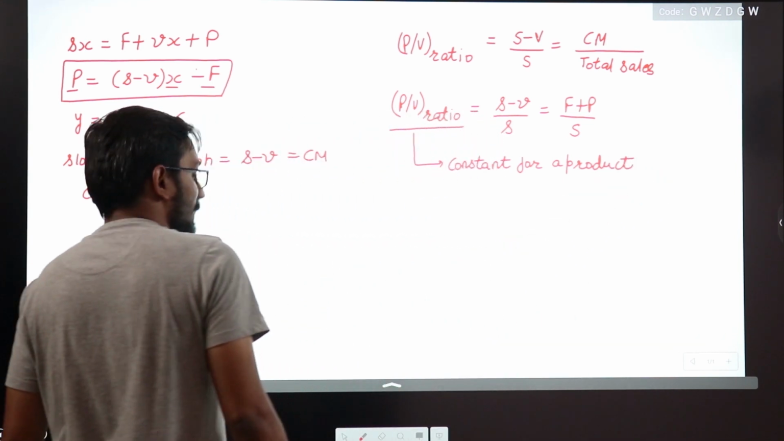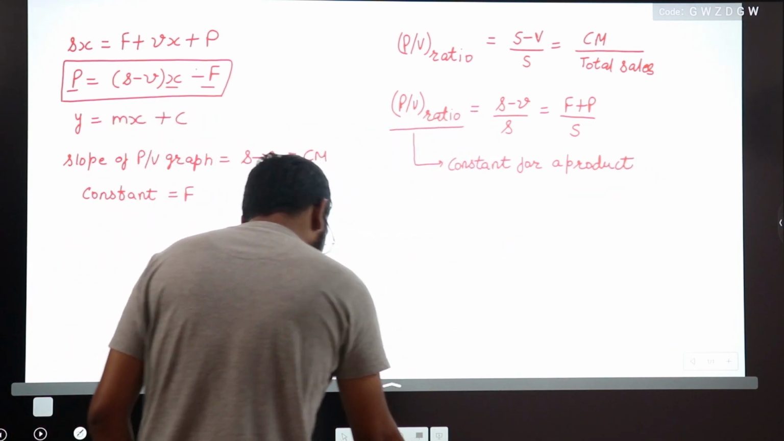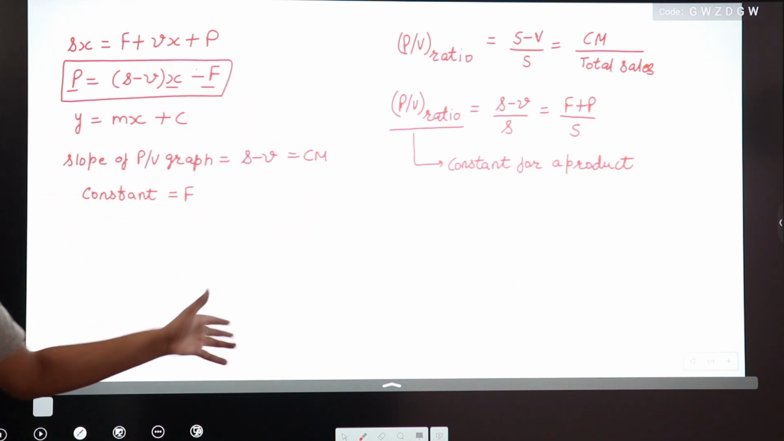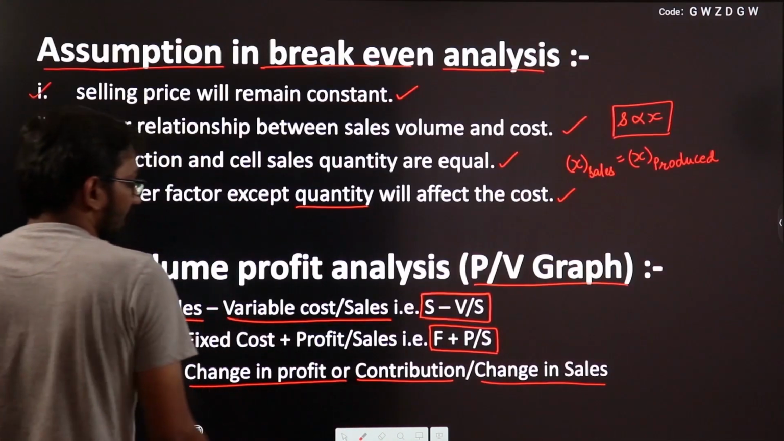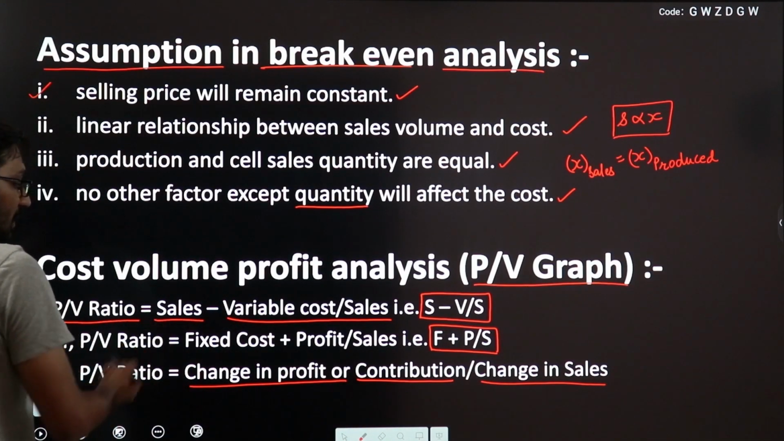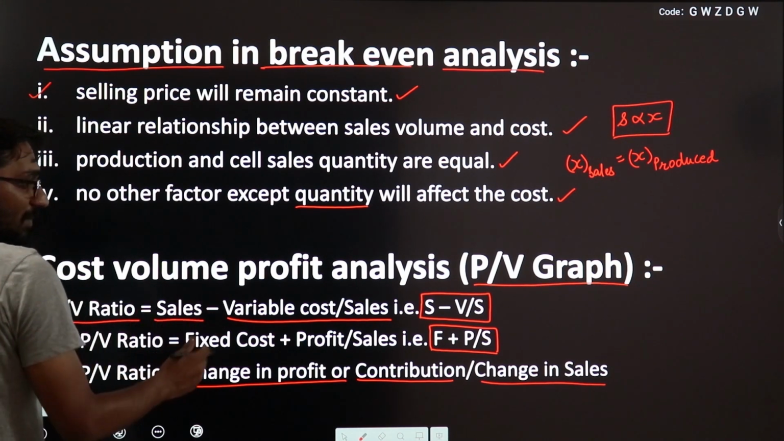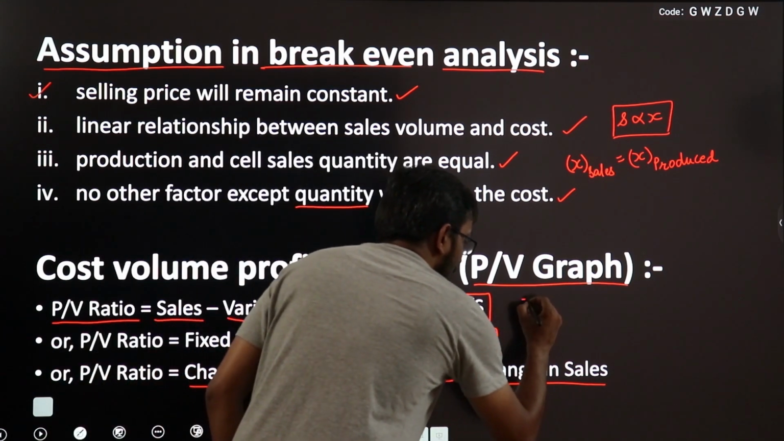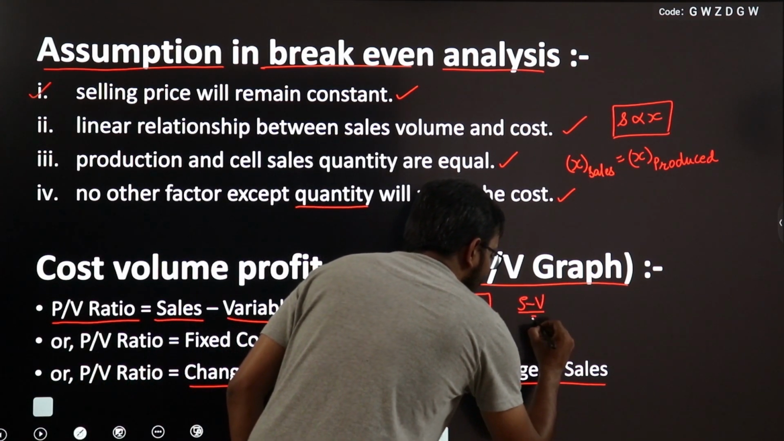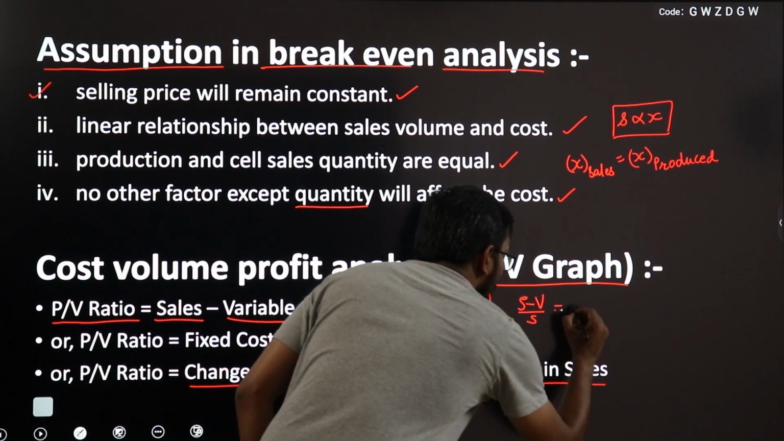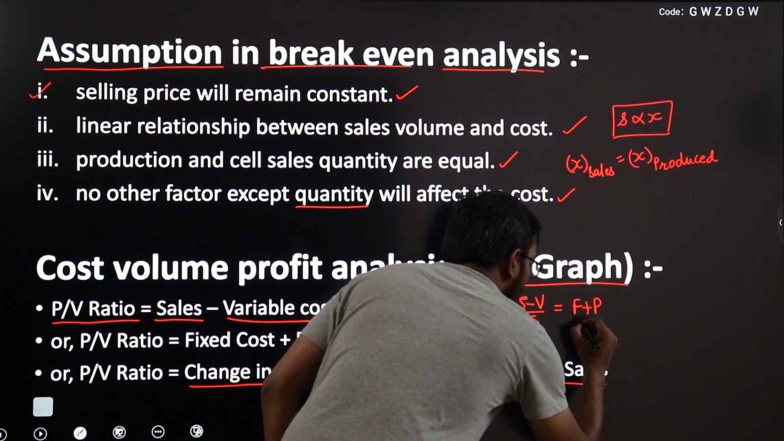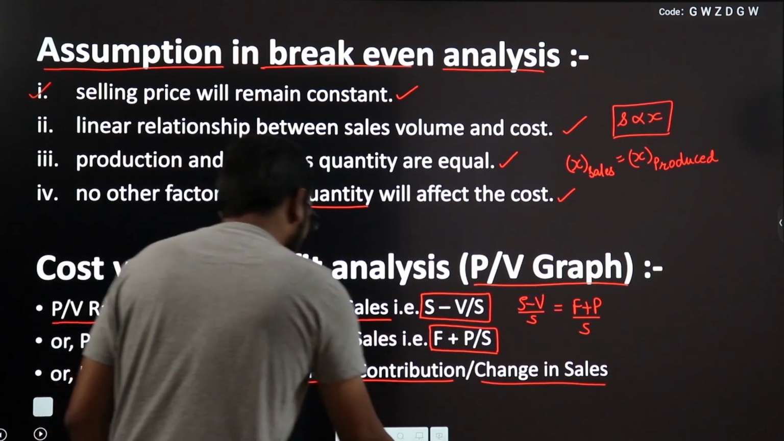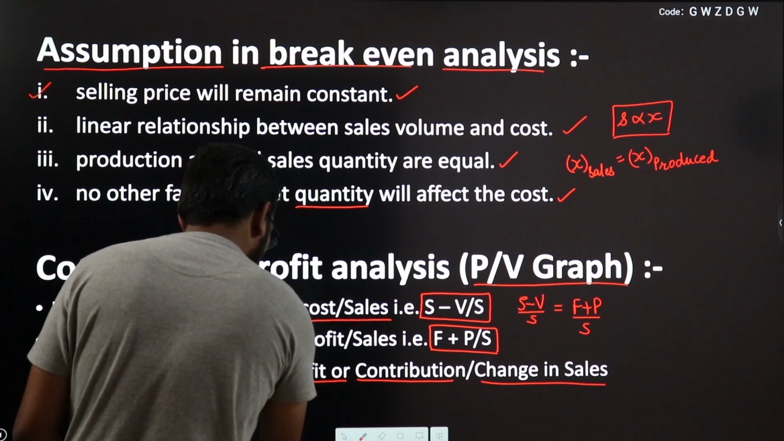PV ratio will always be constant for a product, right? And it will represent the relationship between profit and the volume of production. So we can say from here that the profit volume ratio will be equal to sales minus variable cost per unit divided by sales, right? This will be S minus V upon S, or it will be equal to F plus P divided by S, or this can be written as change in contribution or change in profit divided by change in sales.